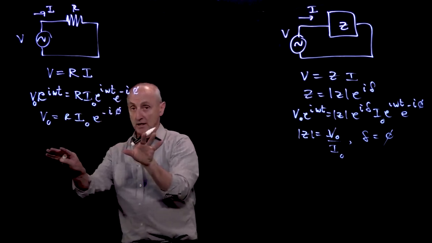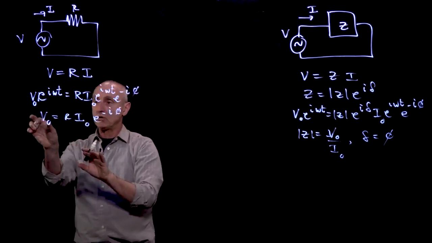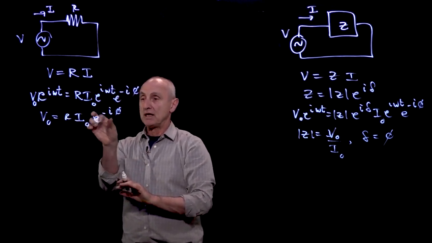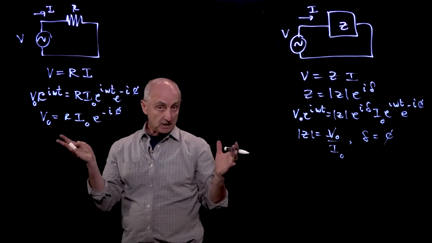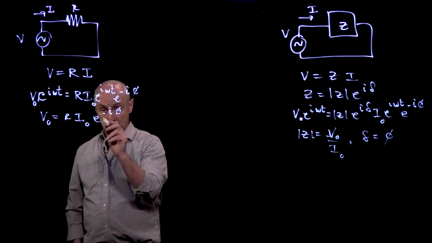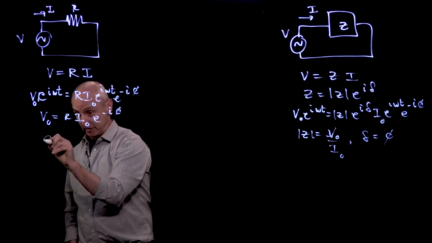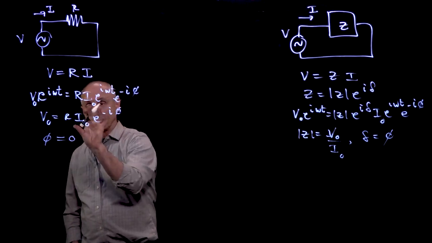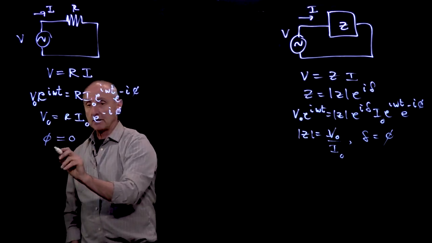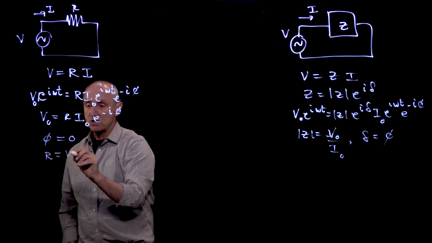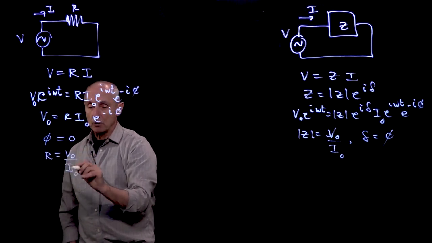Now, the only way that you can have a real quantity equal to this, this has to be real, but e to the minus i phi is a complex number. What we have to do is set phi. This shows us that phi must be 0 in order to have real equal to real. And our ratio, R, is equal to V naught over I naught.